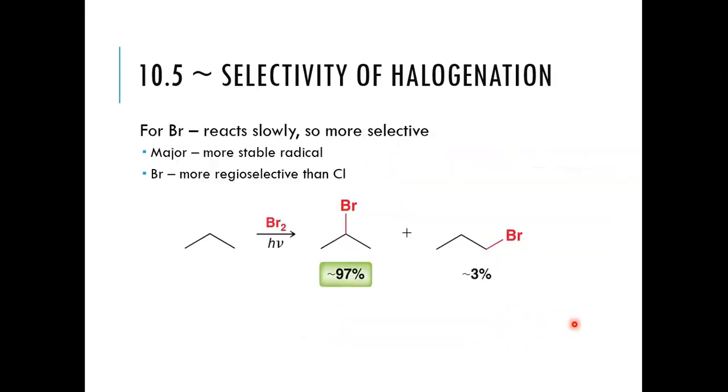For bromine, the major product is the same, that secondary radical gives us our major product, but because bromine reacts more slowly, it can be more selective. So instead of getting that 60-40 split, notice that our major product is 97% and our minor is only 3%. So in the lab, this is a better option because it means we have less of our side product if this is the product we are trying to make.